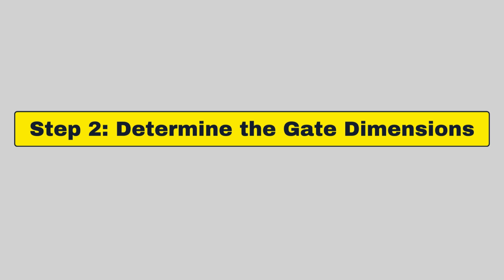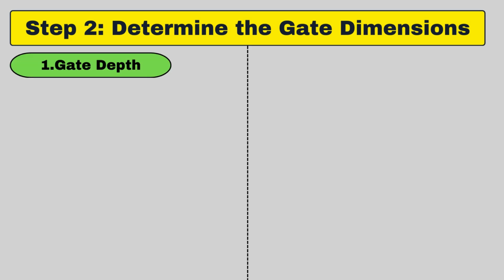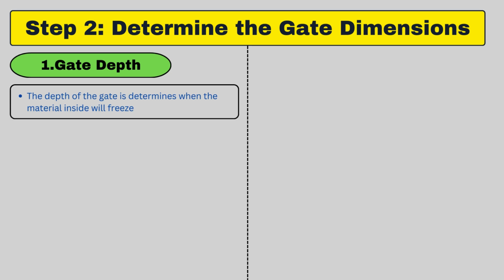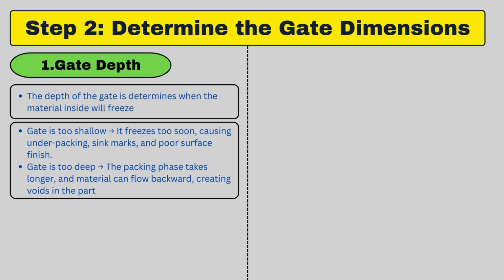The next step is determining the gate dimension. In that we will discuss the gate depth first. The depth of the gate is a very important factor because it determines when the material inside will freeze. If the gate is too shallow, then it will freeze too soon, causing underpacking, shrink marks and poor surface finish. And if the gate is too deep, then the packing phase takes a longer time and material can flow backward and create voids in the part.